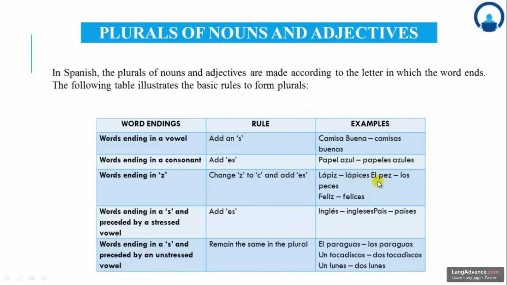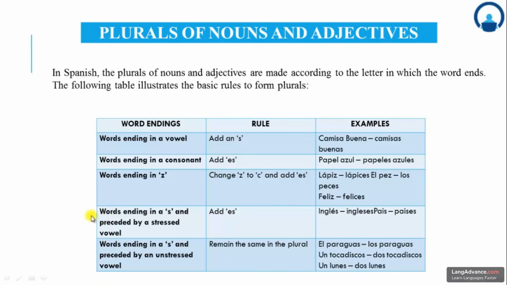The next example we have is el pez. Pez means fish. If you want to make this plural, remove the Z, replace it with C and add ES. So it becomes los peces. Similarly, feliz. Feliz means happy. To make it plural, just delete the Z, replace it with C and add ES. It becomes felices.